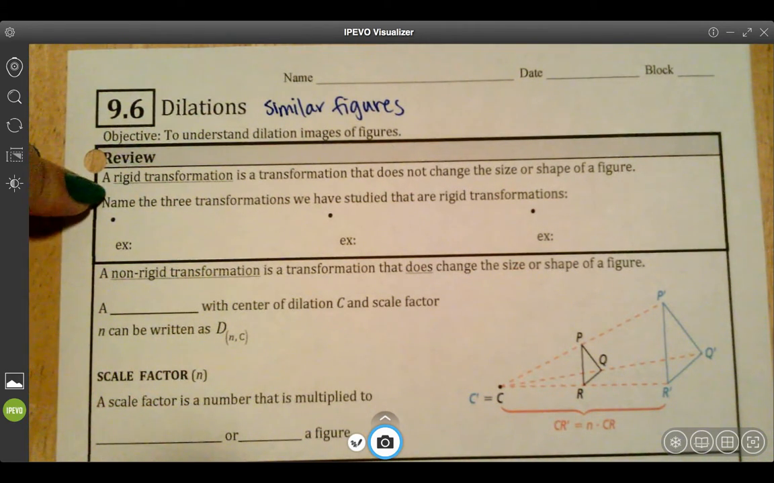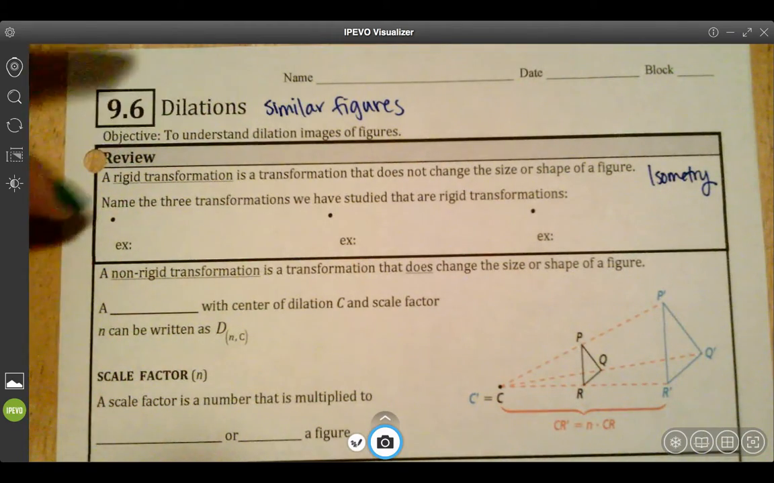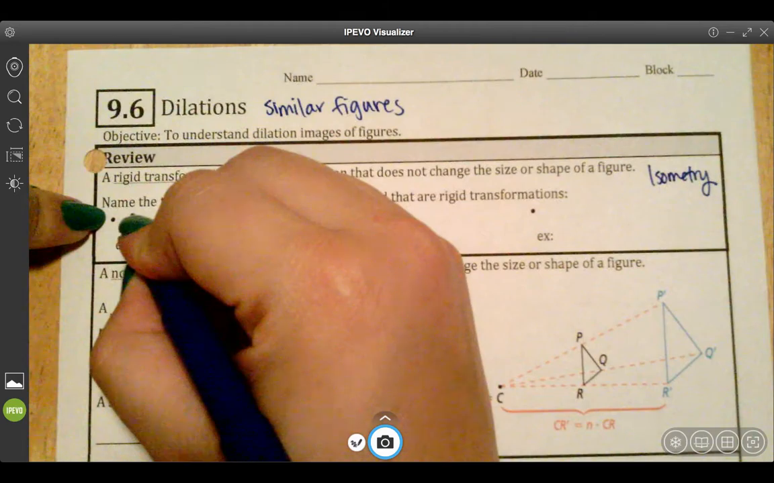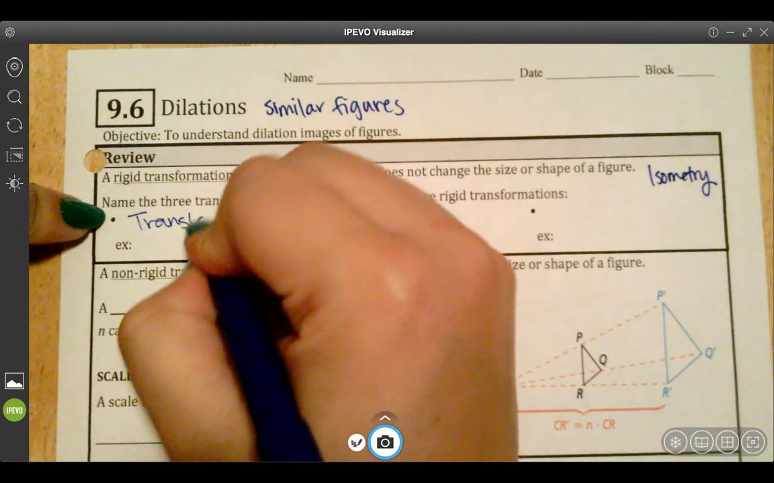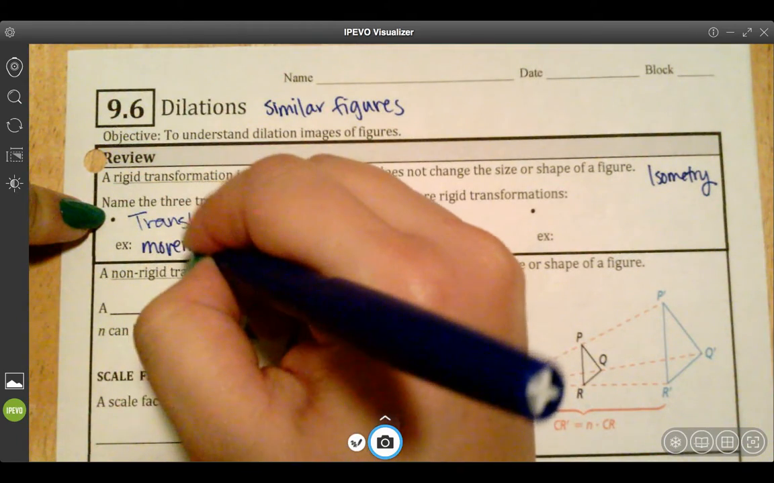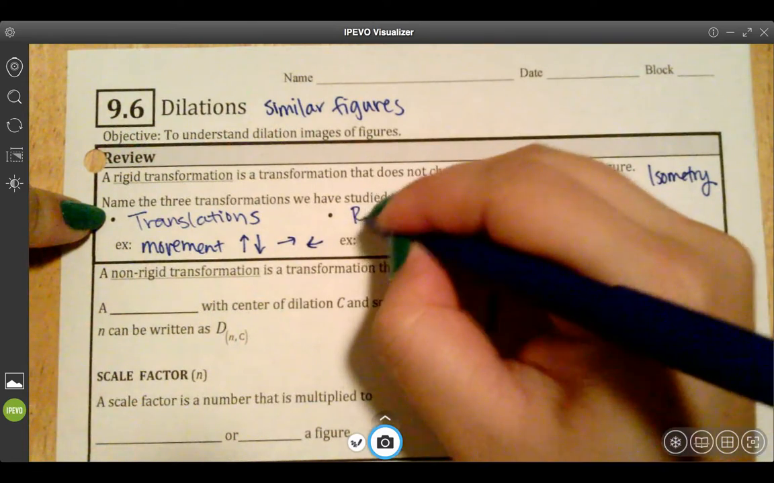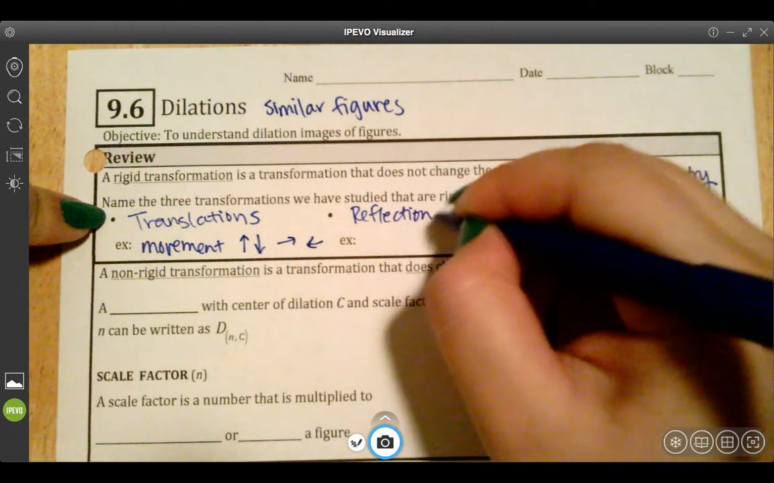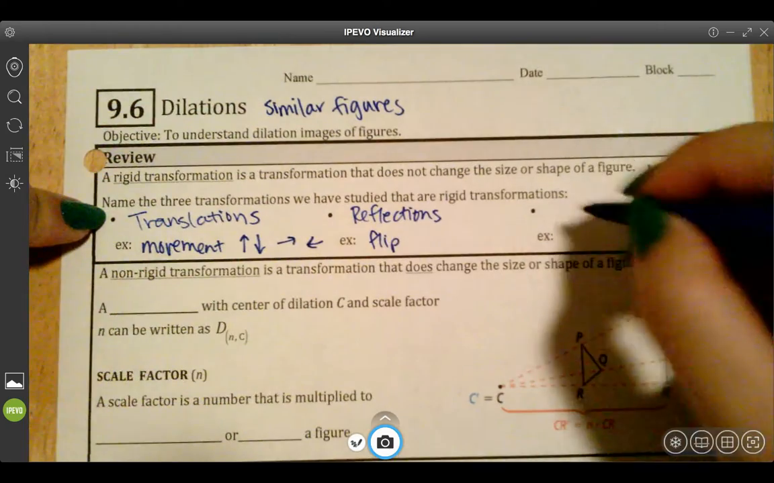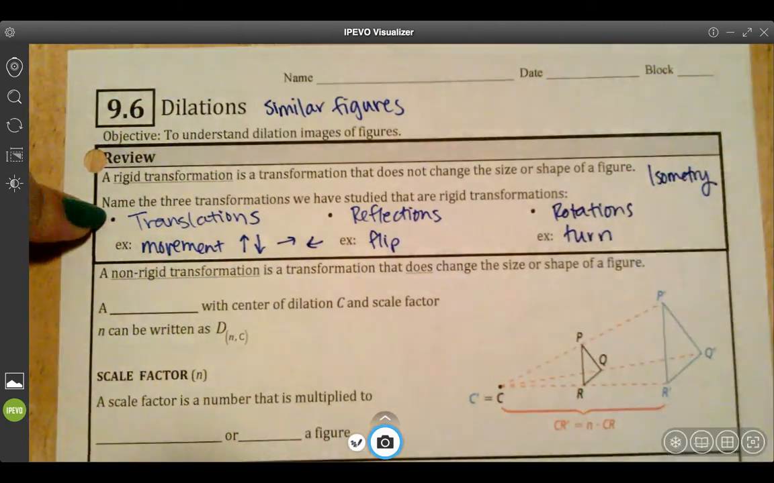Remember, a rigid transformation, we just talked about this, is a transformation that does not change size or shape, and this is an isometry. Our rigid transformations are translations, which is movement up, down, left, and right. We have reflections, which is a flip, and we have rotations, which is a turn.